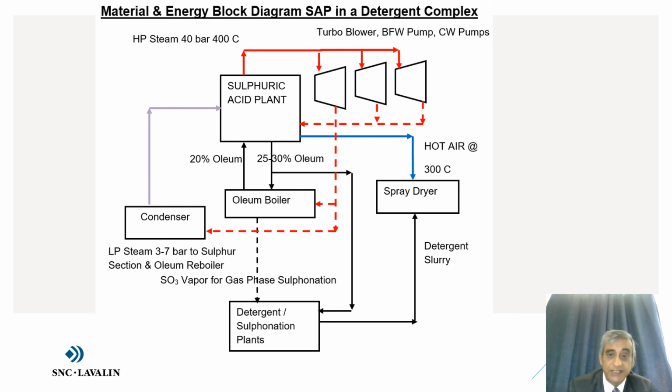To produce detergent. And detergent slurry is taken to the spray dryer, where it can be spray dried using the hot air that is generated in the acid plant. And as usual, the low pressure steam coming out from the turbo blower turbines can be taken to the condenser and recycled back to the acid plant.